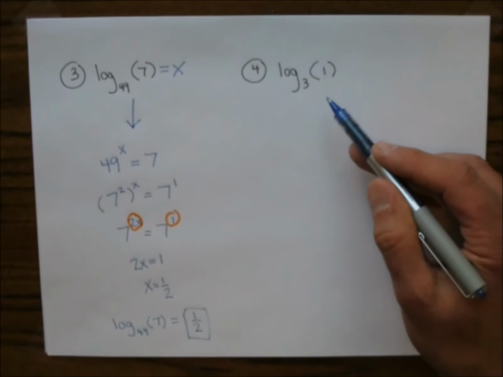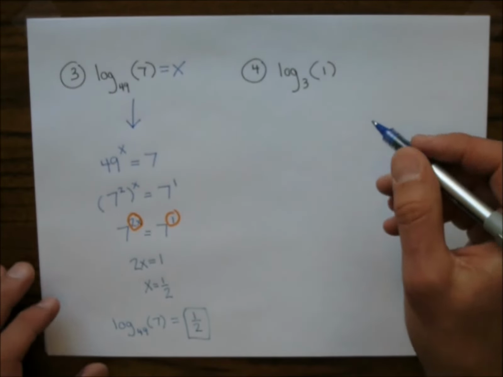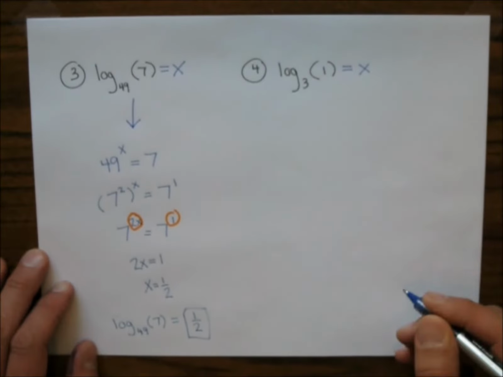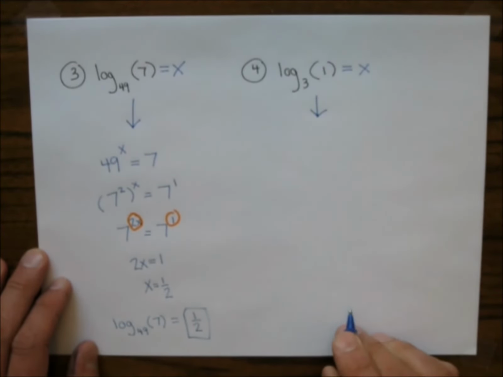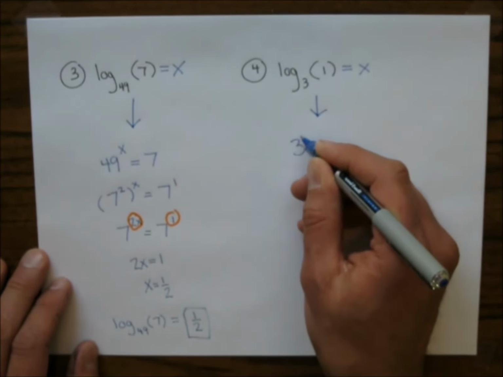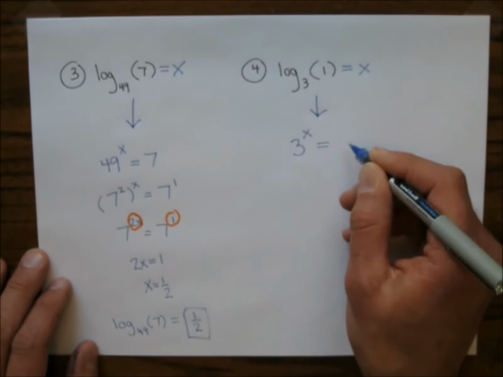Okay, so here is problem number 4. Maybe you want to try this on your own. Hit pause and come back. Here we are. I'm going to set this equal to x. I don't know what it is, but I'll do that. I'll change from Superman to Clark Kent. The base is 3. The exponent is x. This equals the argument.